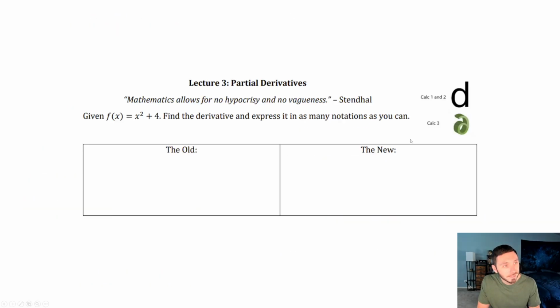Let's do some math. All right, so back in Calc 1, you learned about the derivative, and there were many different notations for the derivative. See how many you can remember. I can think of at least 4.